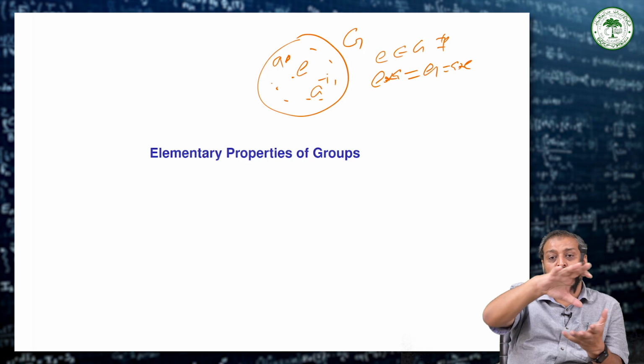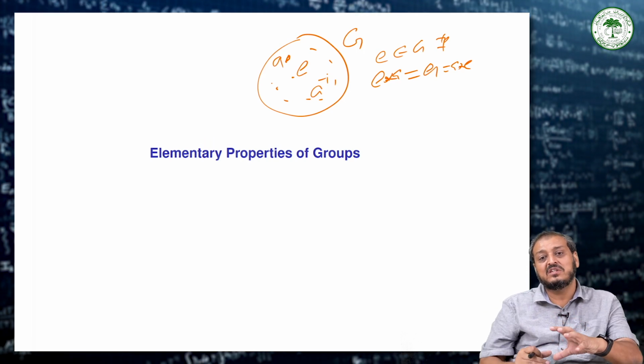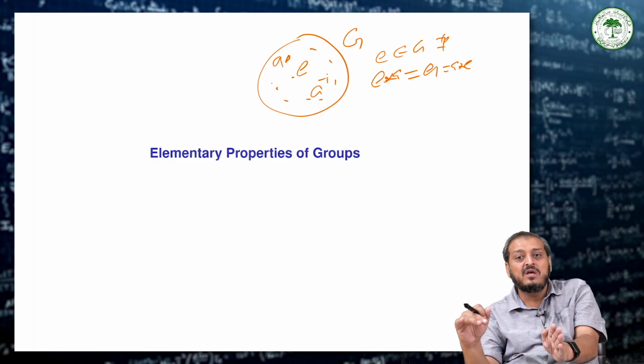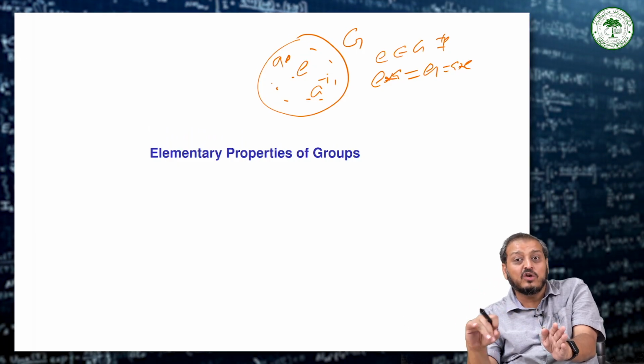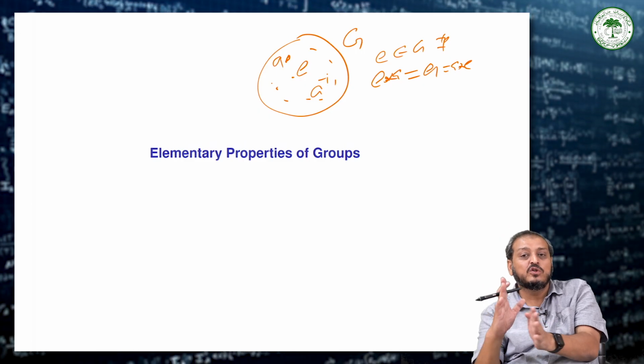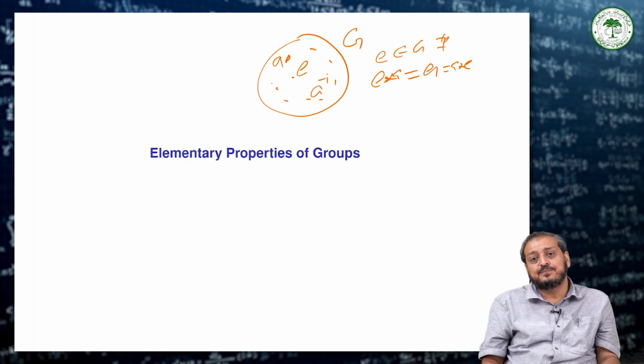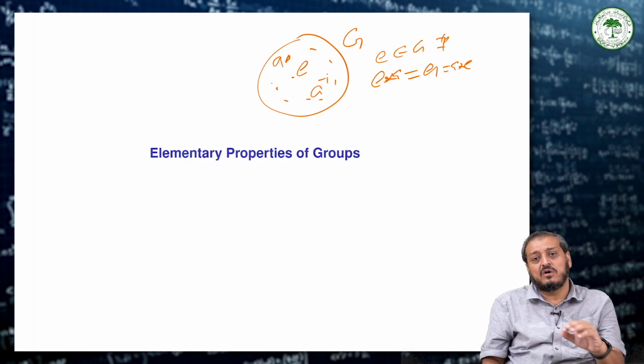The identity element is unique for the whole set, and the inverse is unique for each and every element. If the inverse of A is B, then the inverse of A cannot be equal to C. So this is unique. We have to discuss the elementary properties of a group in today's lecture.